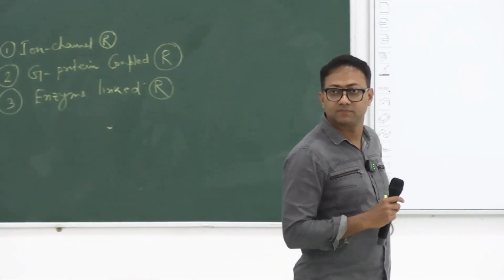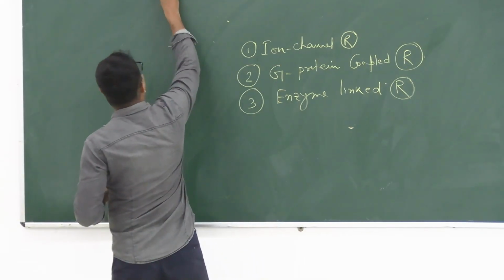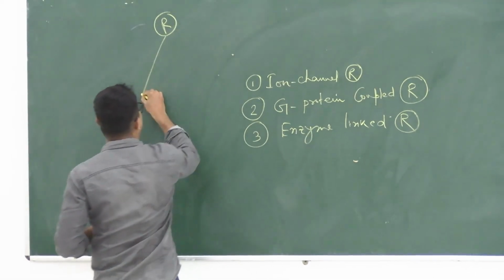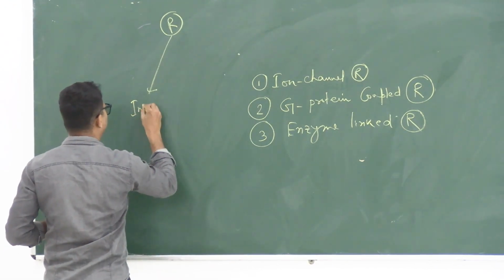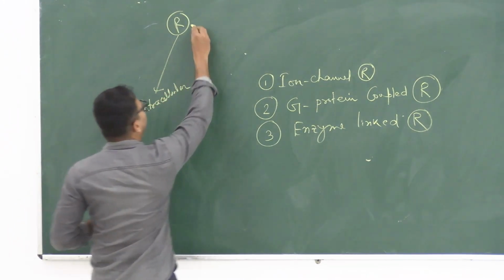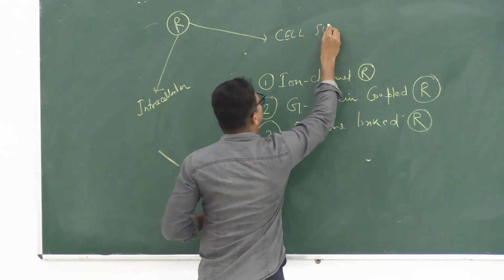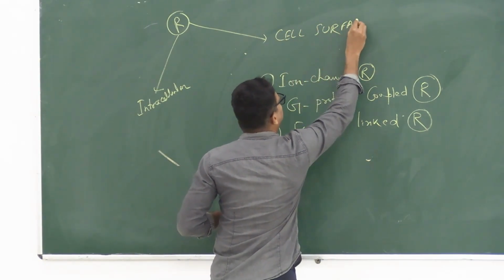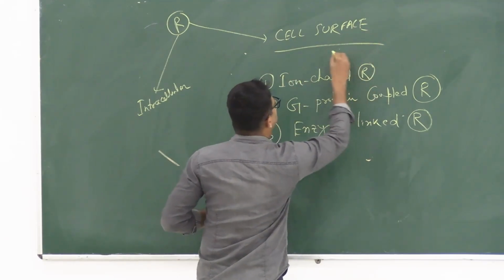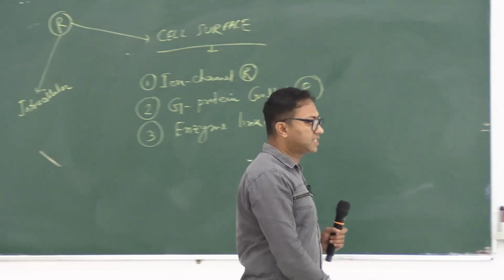ठीक है. सो क्लासिफिकेशन क्या हुआ रिसेप्टर का? रिसेप्टर का क्लासिफिकेशन हो गया इंट्रासेलुलर, and this is cell surface. Correct. Intracellular and cell surface receptor.